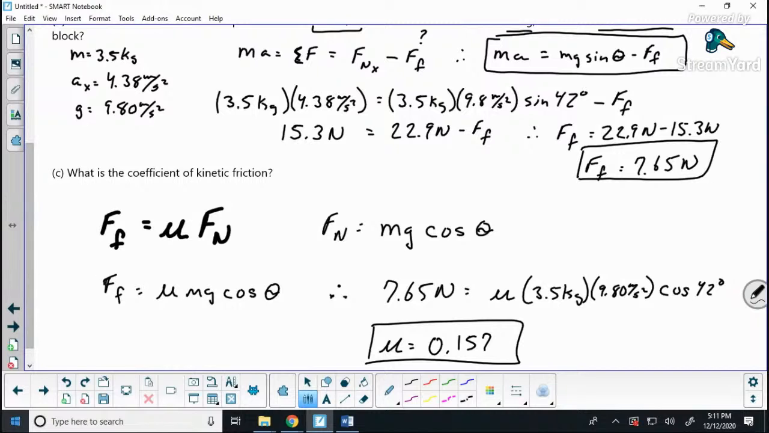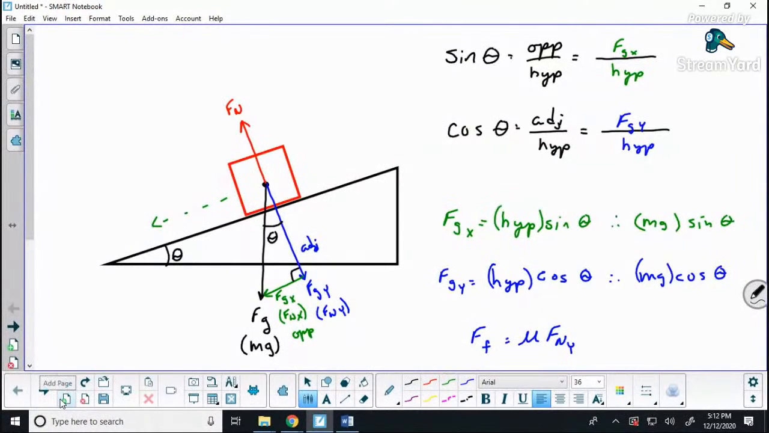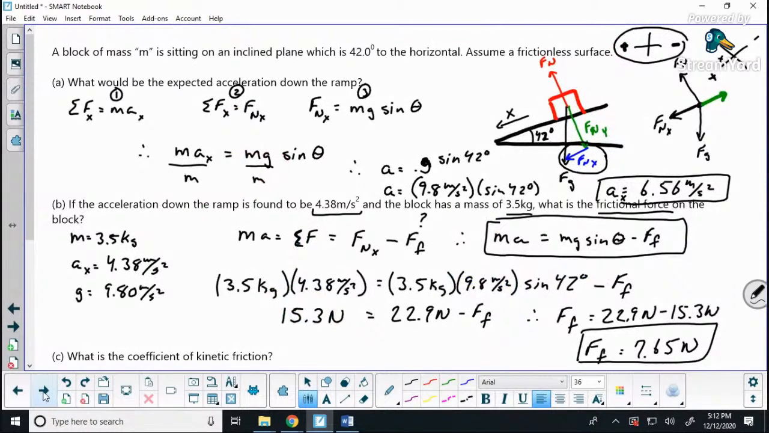So that is this problem, as well as kind of the overall concept of how you would set up the free body diagram for a mass on an inclined plane, how you'd be able to find the individual components of that force, and obviously how to then work those problems. So hopefully everything made sense.